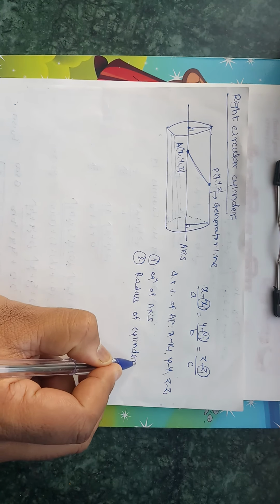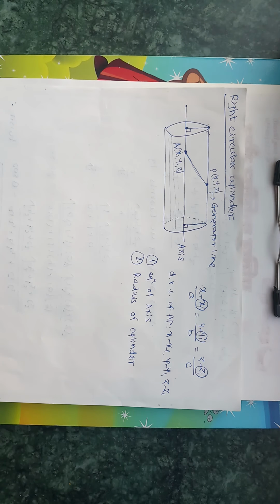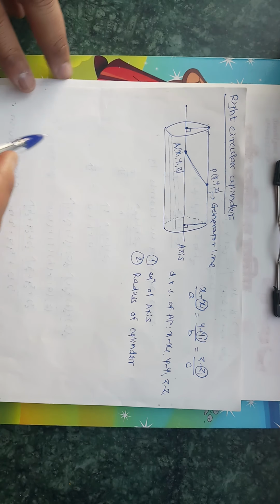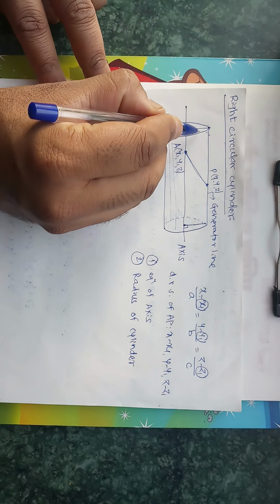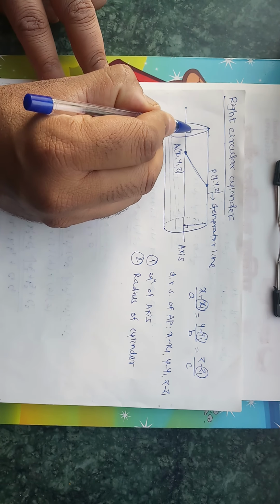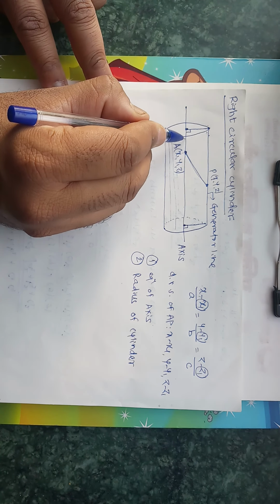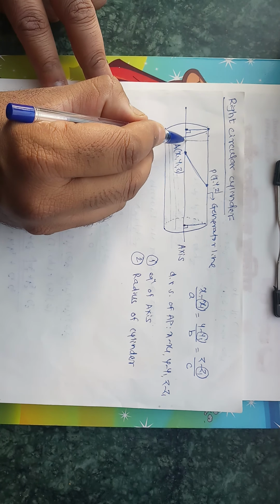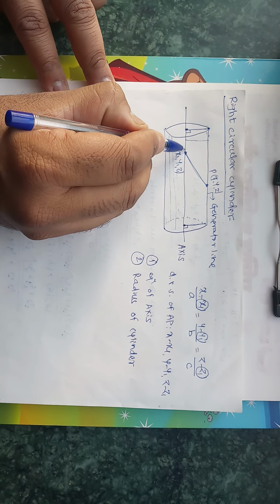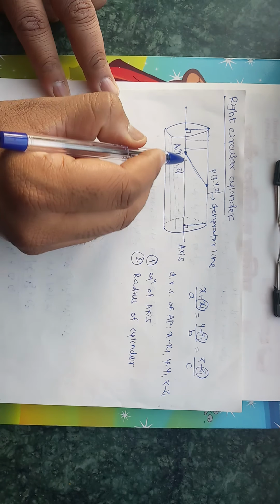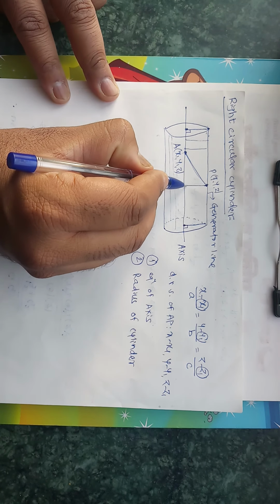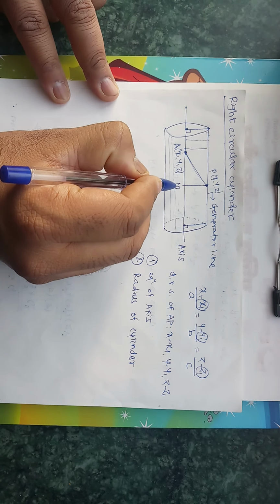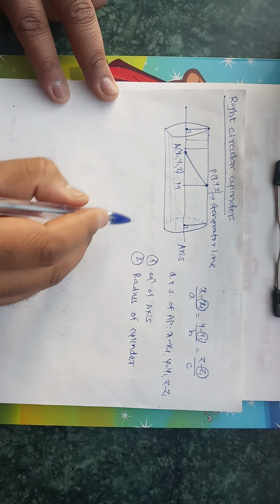These two conditions are important while finding the equation of a right circular cylinder. So what is the radius here? Check here, this is the radius of the circle. If I take this point on the axis, then this will be the radius. In such a way, PM should be the radius of the cylinder. That is given in the problem.